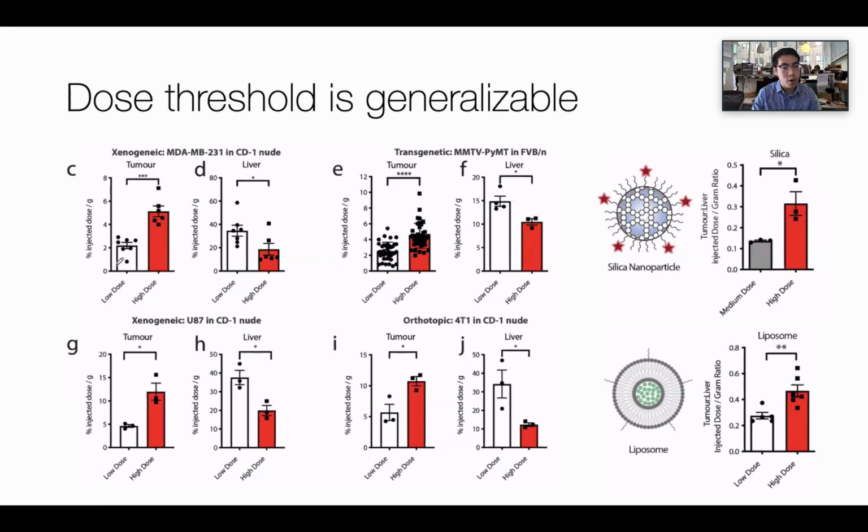And what we saw, no matter what we did, was that if we increased the dose past the threshold, we got the increase in delivery to the tumor in all of these, and we saw the decrease in accumulation in the liver, right? Which suggested to us that this was biology independent. This was just a phenomenon that was generalizable across biology. And when we checked different nanoparticle types, we saw the exact same thing. As you boost the dose past the threshold, you get this increase in delivery of that tumor to liver index, right, of silica and liposomes.